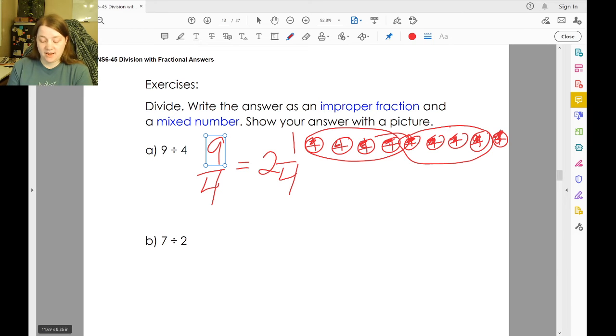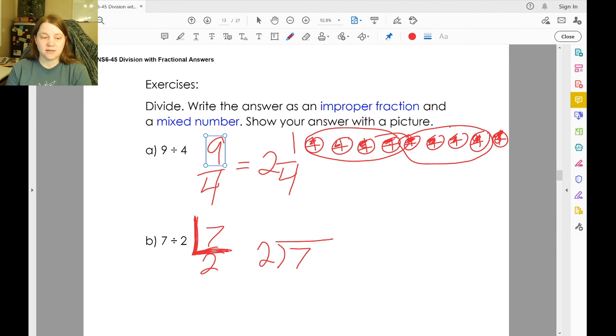Let's look at 7/2. 7 over 2. How many times does 2 go into 7? I could draw out a picture. Another method of doing this is to make the L and divide. So this L is like a division sign. The 7 is on the inside, so I'm going to put 7 on the inside here.